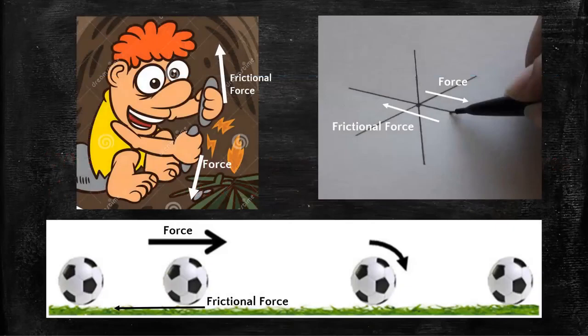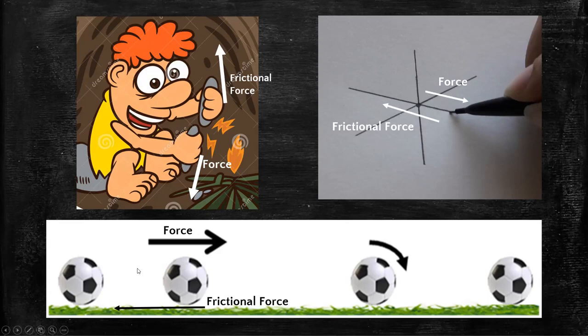Now students, look at this picture and tell me what do you observe with respect to the direction of frictional force and the direction of motion. Yes, in the first picture, the frictional force is in the upward direction and the force is in the downward direction. The force is in this direction and the frictional force is in the opposite direction. The force is in this direction and the frictional force is in the opposite direction.